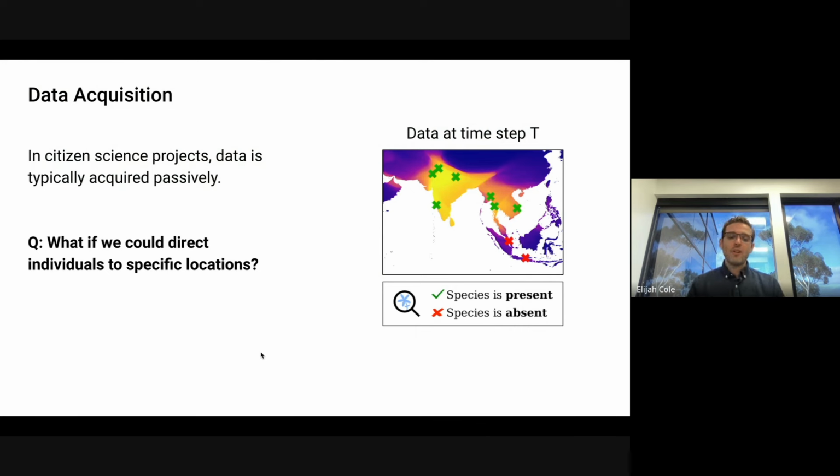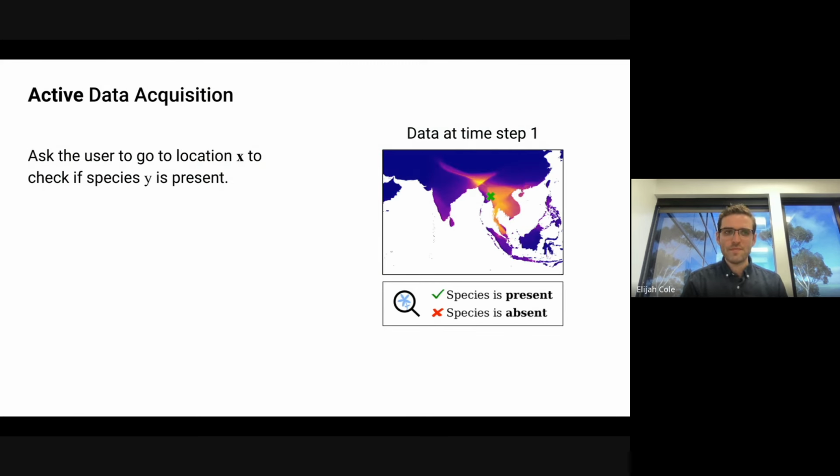But if we could direct individuals to specific locations, we could sort of correct for biases that are present in the original data and resolve uncertainties about where a species is present and absent. So in the sort of active data acquisition paradigm, what we do is we ask a user to go to a certain location to check if a certain species is present.